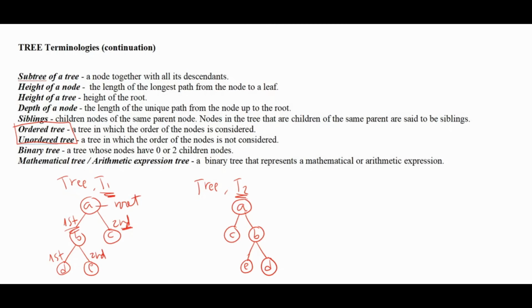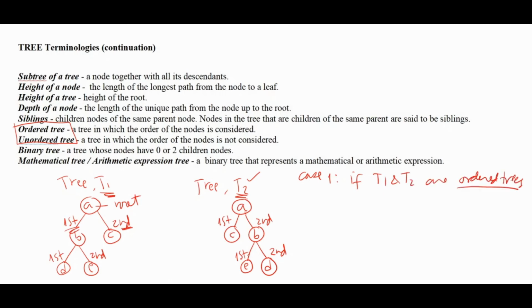And on the right side, we have T2, and it has the root A, and the children nodes are C and B, where C is the first and B is the second child of A. And for node B, the children are E and D respectively, and E is the first child and D is the second child. Case 1, if T1 and T2 are ordered trees.